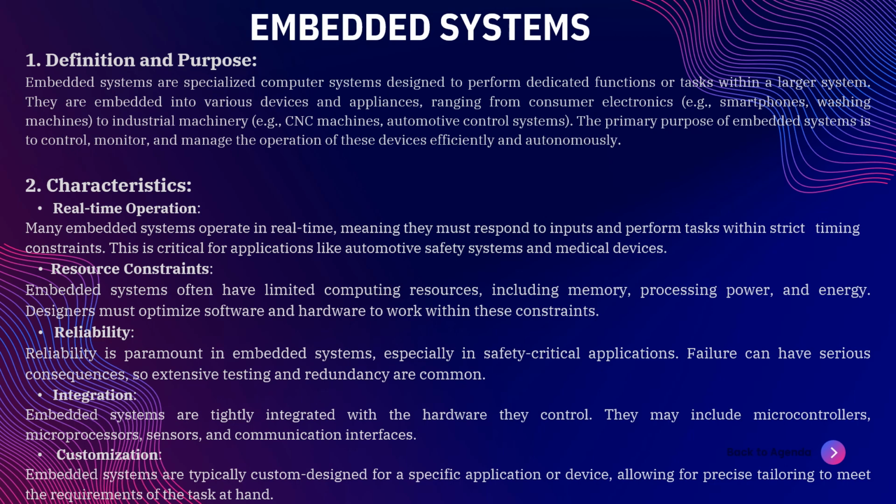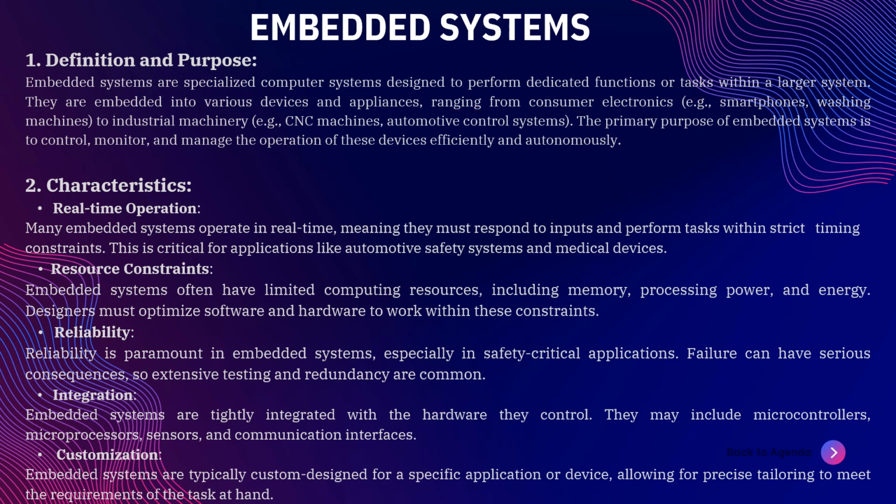Now we learn what an embedded system is. Embedded systems are specialized computerized systems designed to perform a dedicated function or task within a larger system. They are embedded into various devices and applications, ranging from consumer electronics like smartphones and washing machines to industrial machinery, CNC machinery, and automobile control. The primary purpose of an embedded system is to control, monitor, and manage the operation of these devices effectively and autonomously.